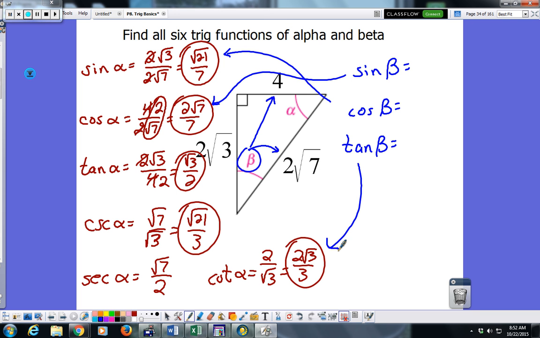And I'm not going to go through the rest of them, but you see the process. If you don't want to do that, that's fine. Tangent of beta is opposite over adjacent. Do 4 over 2 root 3. Reduce that, you get 2 over root 3. Multiply top and bottom by root 3, you get 2 root 3 over 3. Same answer. Okay? If you want to go through the process again, that's perfectly fine with me.